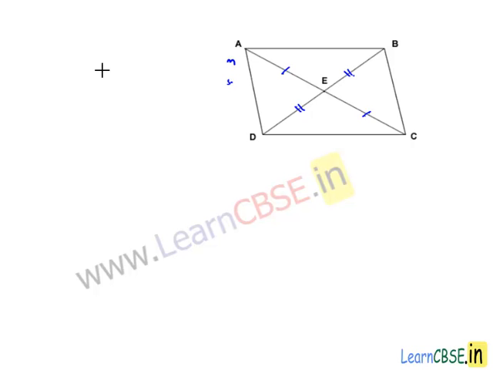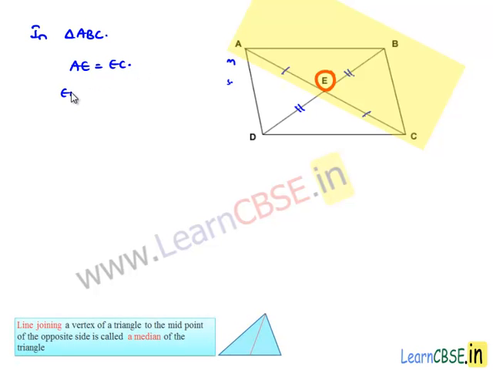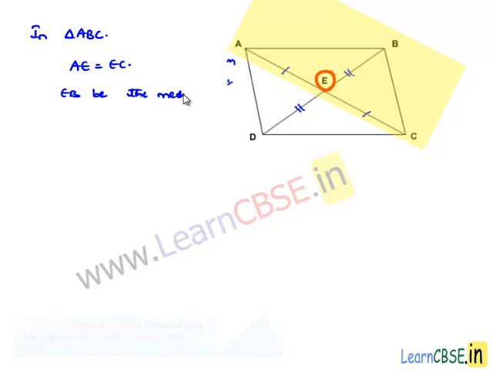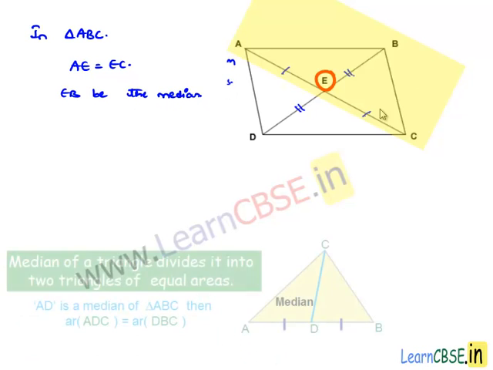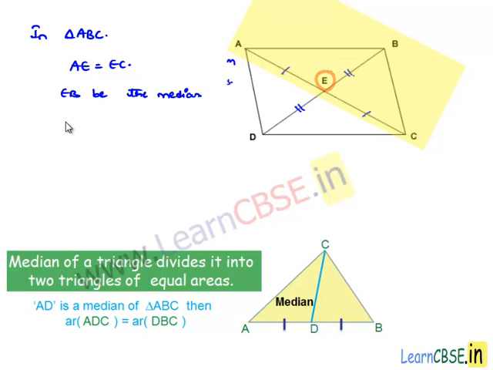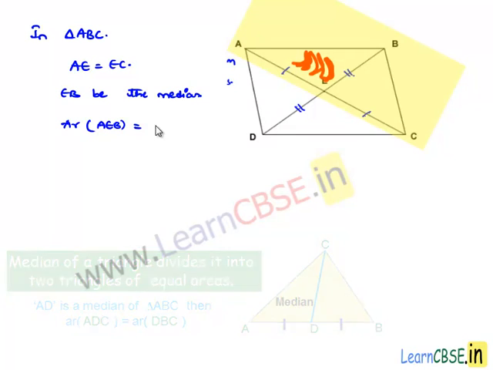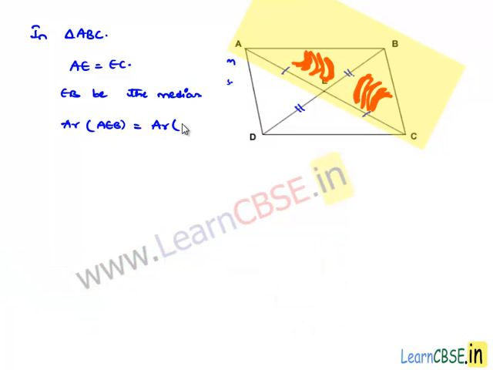Now, let us consider triangle ABC. In triangle ABC, AE is equal to EC. Therefore, we can say that EB is the median. When EB is the median, it divides the area of triangle ABC into equal halves. That is, area of triangle AEB is equal to area of triangle EBC. Let it be equation number 3.